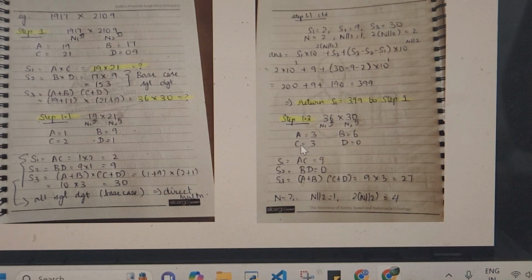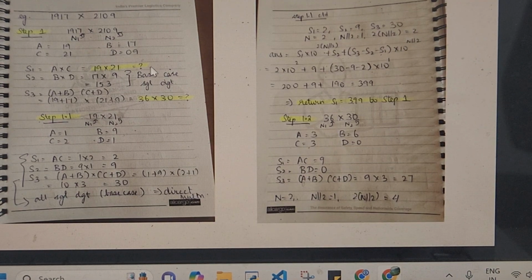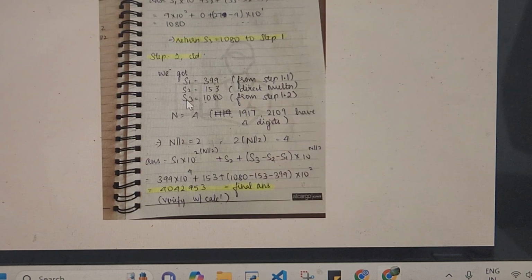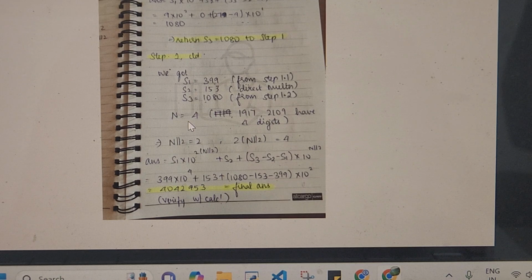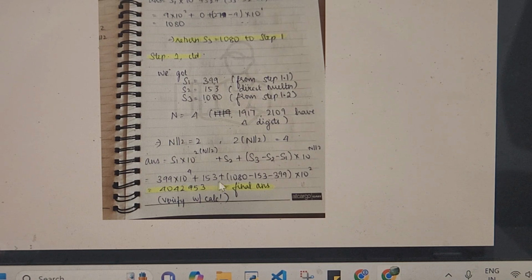So that was step 2. So now that we have all the numbers we want, this was 399, this 153 we already had, this I think we got 1080 if I'm not wrong. We have all those numbers. We know our number of digits was 4 because here we had 1917 and 2109, 4 digit numbers. N floor 2 would be 2. 4 divided by 2 is a 2. Twice of that is again a 4. You have all the values, plug it in, you will get this number 4042953.